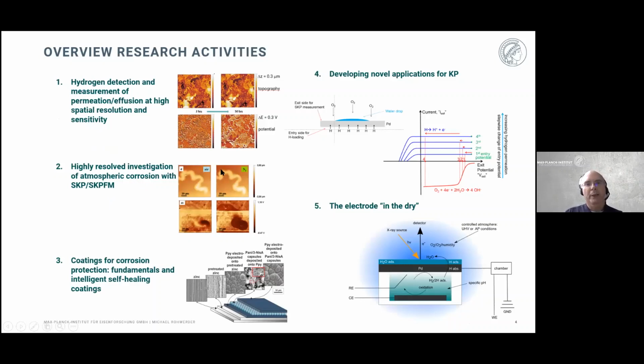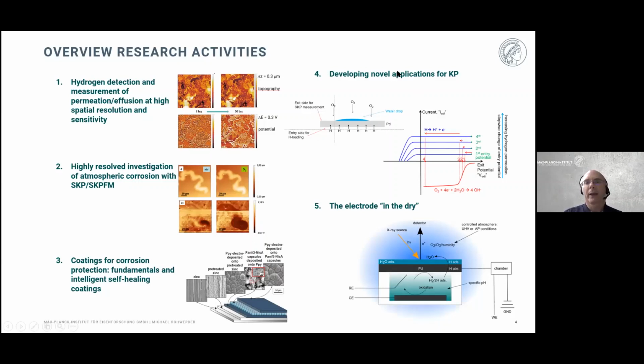Here, what you see is a filiform corrosion, and we can see the topography, and here the potential. We can see the active head live with in situ SKPFM. And then another big topic is coatings. Coatings for corrosion detection, where we look for fundamental mechanisms of coating delamination, and we are developing also so-called intelligent self-healing coatings.